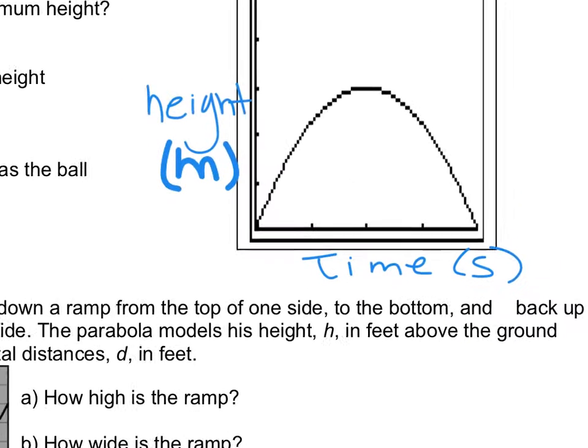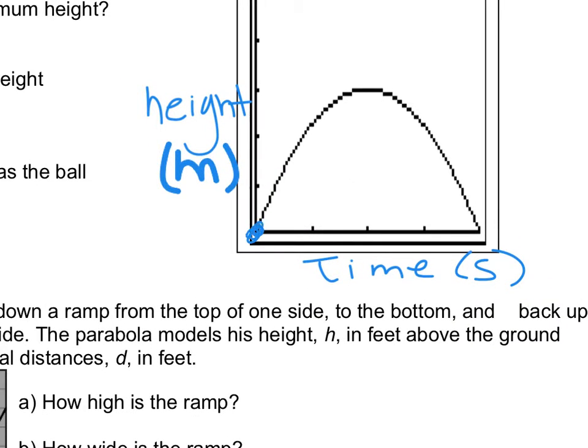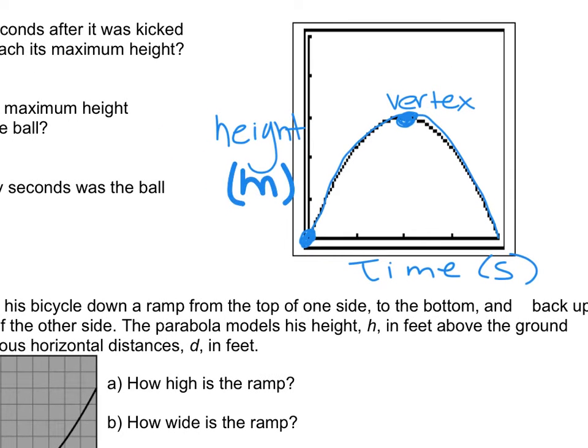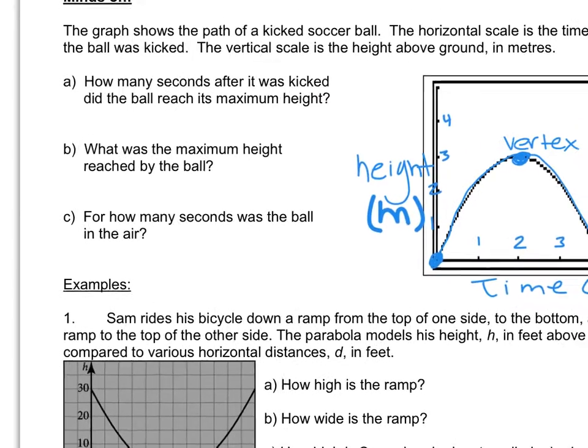So obviously we've got a soccer ball on the ground. When we kick it, it goes up in the air. It reaches this very important point, which we call the vertex. And then what goes up must come down. And we're going to assume that all of these go up by 1. So 1, 2, 3, 4. The same thing over here, 1, 2, 3, 4. And now we'll go ahead and answer the questions.